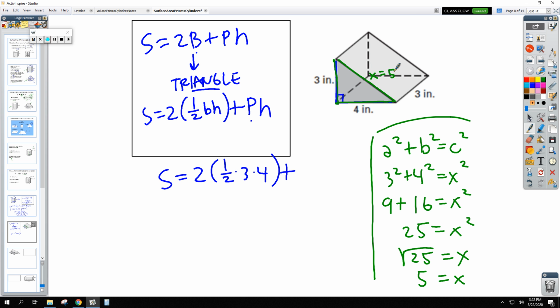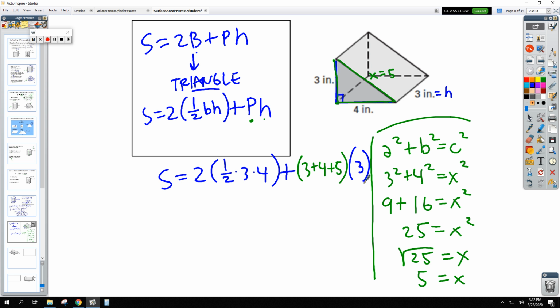Now we could find the perimeter of our base. That's going to be, and I'm just going to do the math, it's 3 plus 4 plus 5. I'll plug it in here. And then take all of that and multiply it by the height of the prism. What is the perpendicular distance between the two bases here? 3. And there we are.